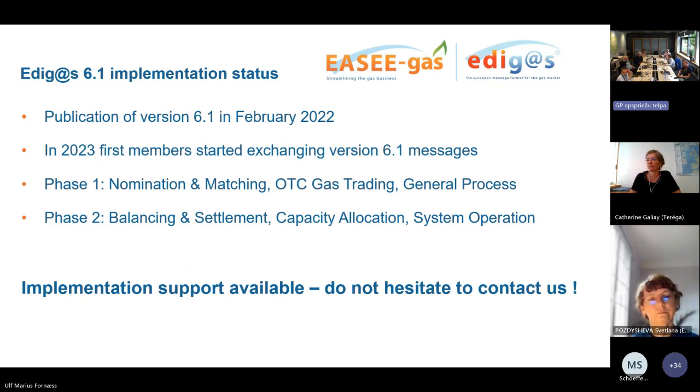But we also see that there are several phases in the implementation. That means there are processes where it is easier to implement and to change to the recommended version. But of course, there are also some processes where it is not that easy, like balancing and settlement or capacity allocation. But our members are on it, and they are starting or already implementing these other processes. And system operation, of course, there are parts already implemented, but we need to have it widely used in Europe, and that's why we have this workshop.